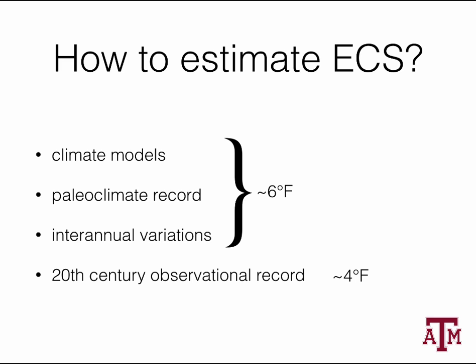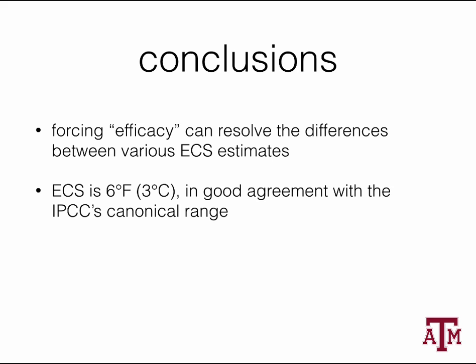What John and I did in our paper is we adjusted the forcing to account for a greater efficacy for aerosols and ozone. And when you do that, you end up with a climate sensitivity for the 20th century observational record of about 6 degrees Fahrenheit, in very good agreement with the other estimates. In conclusion, by taking forcing efficacy into account, we are able to resolve the differences between the various estimates of climate sensitivity, and we find that our best estimate of climate sensitivity is about 6 degrees Fahrenheit or 3 degrees Celsius, and that's in excellent agreement with the IPCC's canonical range. We don't see any evidence to support the very low values of climate sensitivity that some climate skeptics have been arguing for.